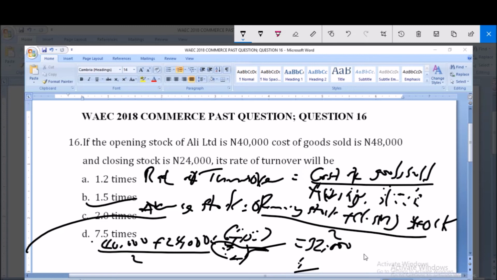Then the rate of turnover equal to 48,000 all over 32,000 will be equal to 1.5. That's why we have option B as the correct option, which is 1.5 times.